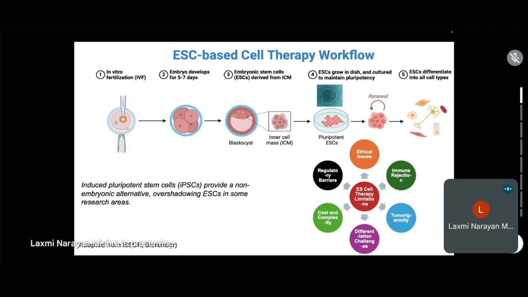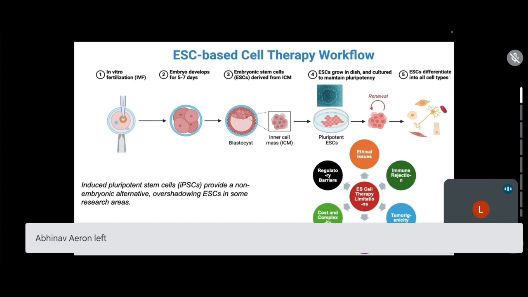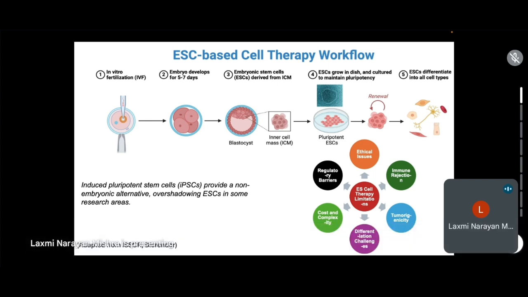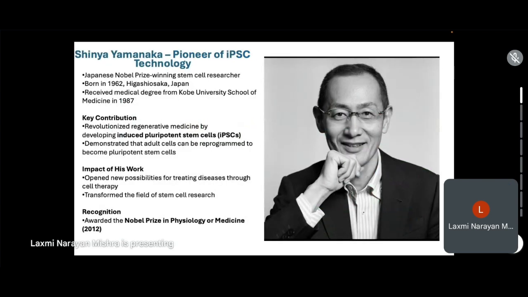So induced pluripotent stem cells in this case provide a non-embryonic alternative. Nobody can challenge that this is coming from a live individual which we are going to kill. No, we are not killing, we are not discarding them. These induced pluripotent stem cells are coming from somatic cells, and they overshadow ESCs in some research areas.